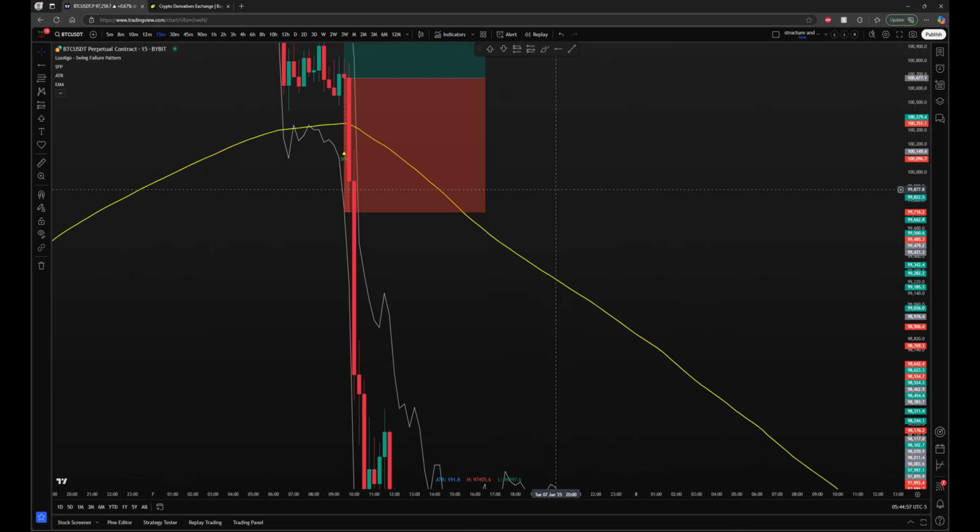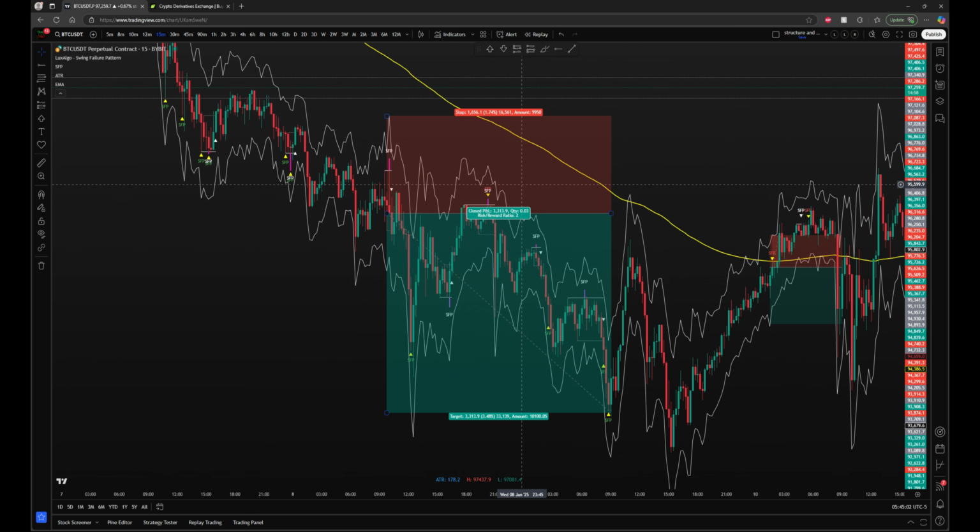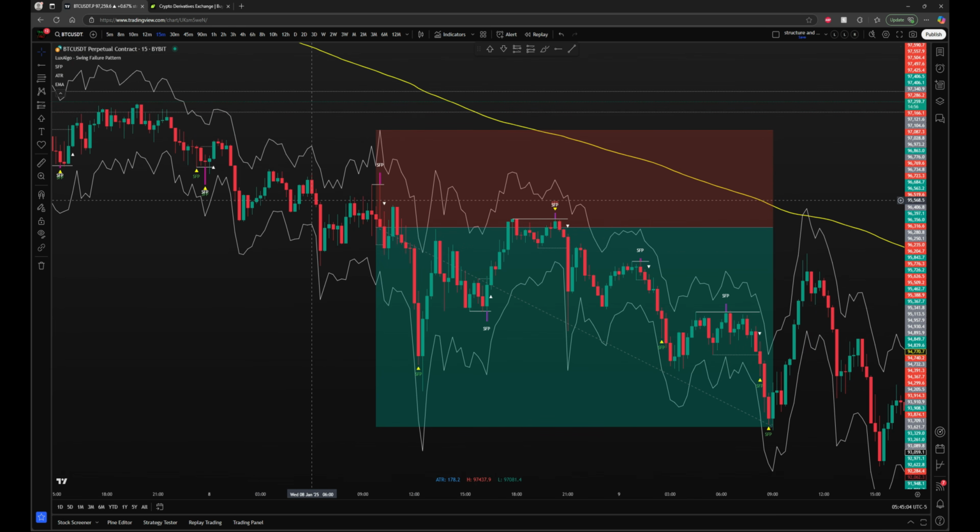Here's a loss. Here's a loss. Here's a win. So you can see it's pretty simple. Just swing failure pattern signals off highs.